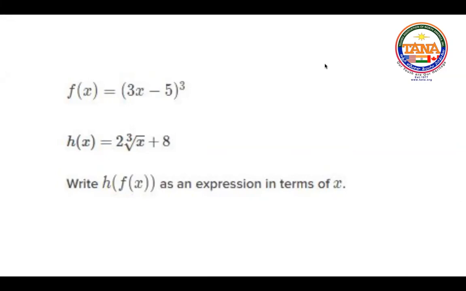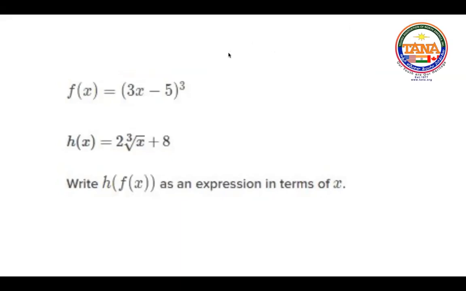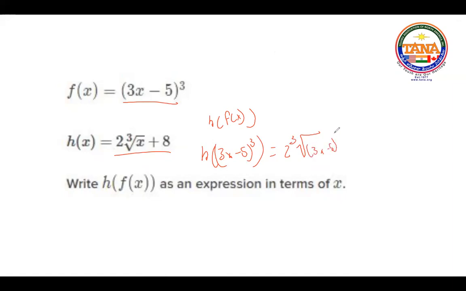All right, so for this question, you want to find what h of f of x is. And you know f of x is this and h of x is this. So you plug in. In this case, you could write it as h of (3x minus 5) cubed equals 2 times the cube root of (3x minus 5) cubed plus 8.